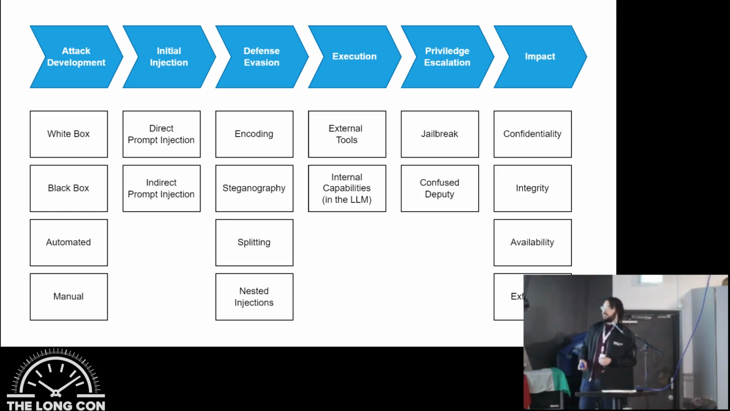From there, we get into defense evasion, and that was one of the examples that I showed, using Unicode so that you can't see that I'm actually doing a prompt injection on you. Execution: I want to try and get access to some sort of external tool that the LLM has access to, or internal capabilities in the LLM itself. And then privilege escalation, where we start getting into jailbreaking. There are certain protections built into the LLMs. There are also protections built on top of the LLMs, outside of them, called guardrails. There are ways to bypass these.